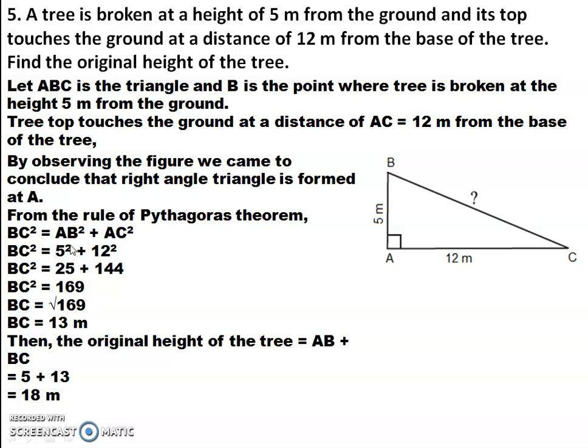So what is 5 square? 5 into 5, 25. What is 12 square? 12 into 12, 144. What is 25 plus 144? It is 169. Now you have to find the square root of 169.